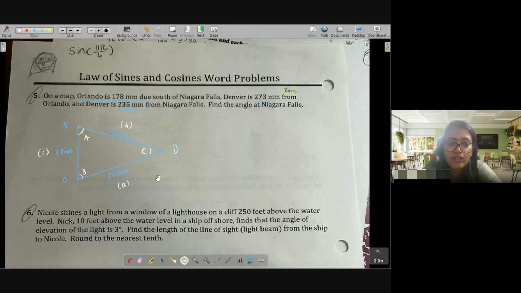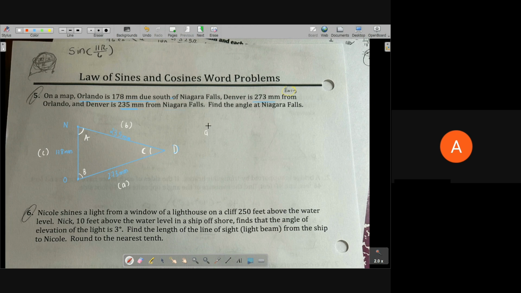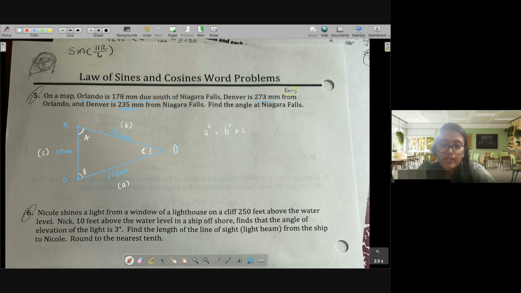Okay, and we have all the sides. We have small a, small b, small c. So for angle A, you will write the law of cosines: a squared is equal to b squared plus c squared minus 2bc times cosine of capital A. Now, it's all about identifying which law we should use, law of sines or law of cosines. Here, we are not using law of sines because we will need one more angle to use law of sines.